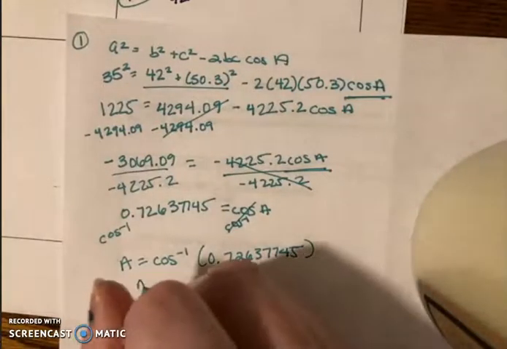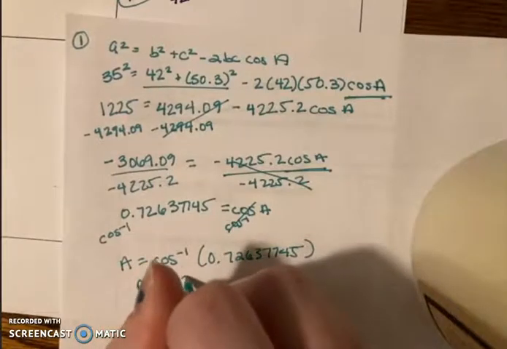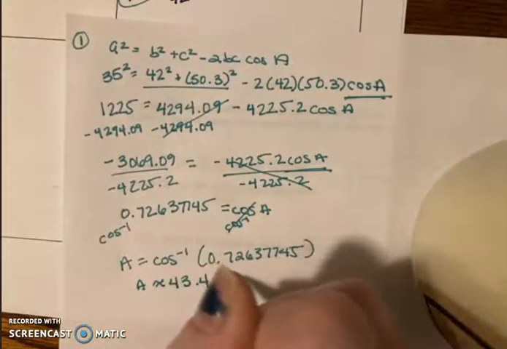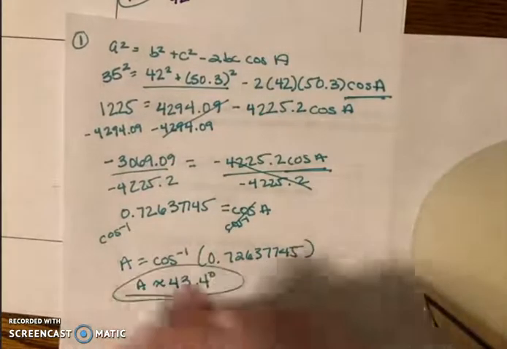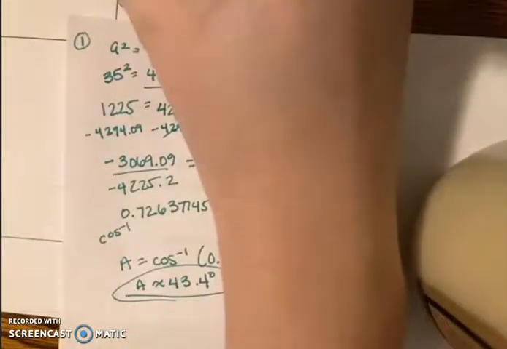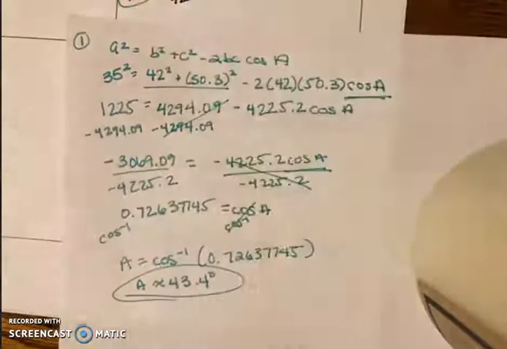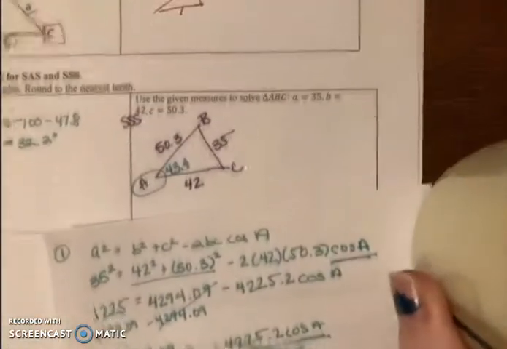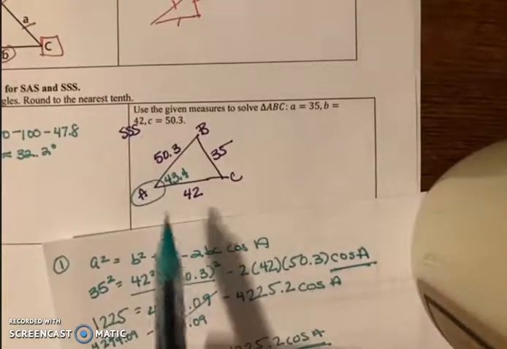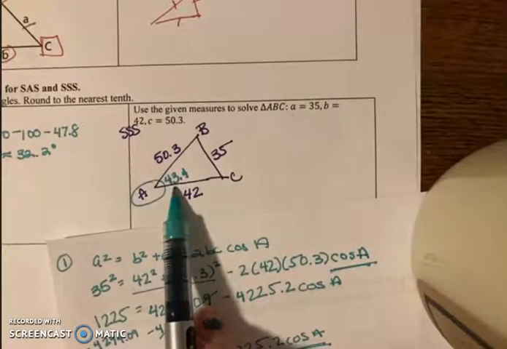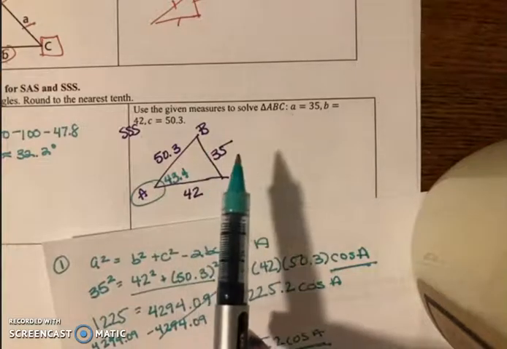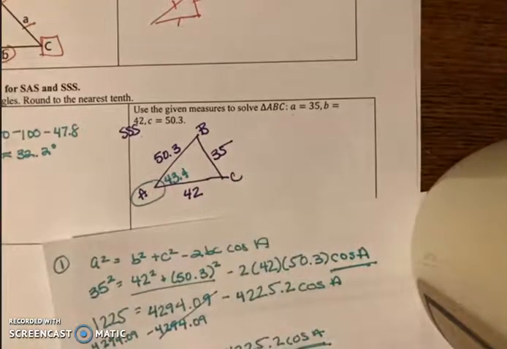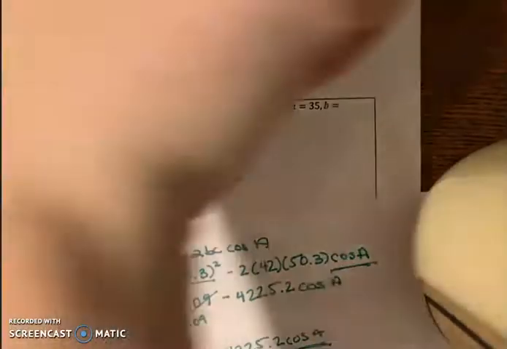I got A is approximately 43.4. I am going to write my final answer to the nearest tenth because that is what it asked me to do. So that's 43.4. I have one of the angles, so now I need to find another one. It doesn't matter, I could do whatever I wanted. I'm just going to go in order and solve for B now.